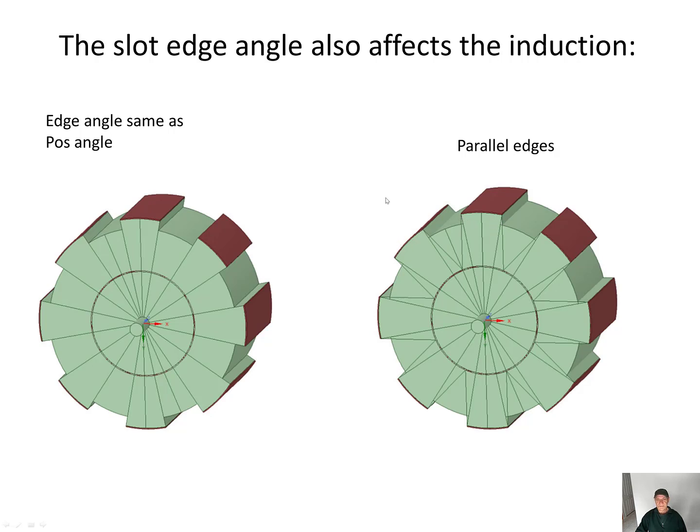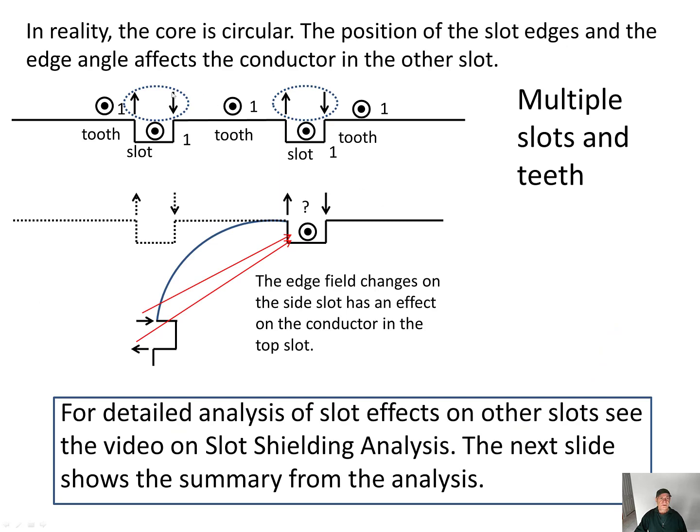It also has an effect. In reality, the core is circular. The position, the slot edges, and the edge angles affect the conductor and the other slots. In a straight case, you can say that the pairs cancel and have no effect on other slots or on the tooth. But in reality, it's circular, so the edge field changes on the side slot have an effect on the conductor and the top slot. For detailed analysis of the slot effects on other slots, see the video on slot shielding analysis.